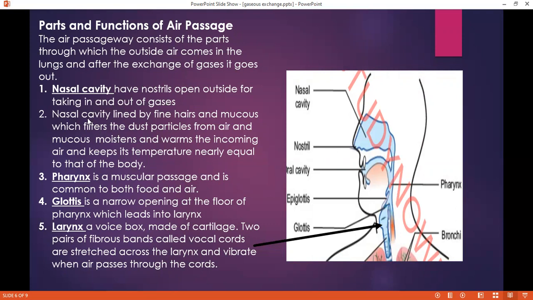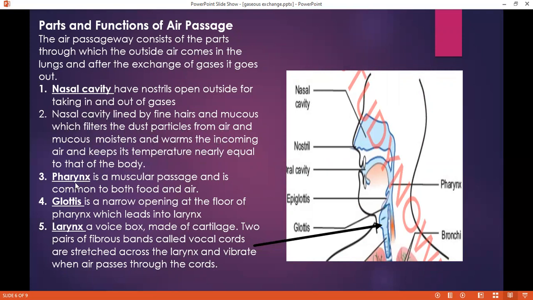So here we see that the nasal cavity is lined by fine hair and mucus. The fine hair filters the dust particles from the air and mucus moistens and warms the incoming air and keeps its temperature nearly equal to that of the body so that the air which you breathe in easily enters your lungs.